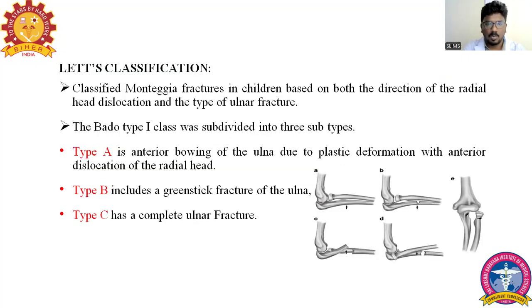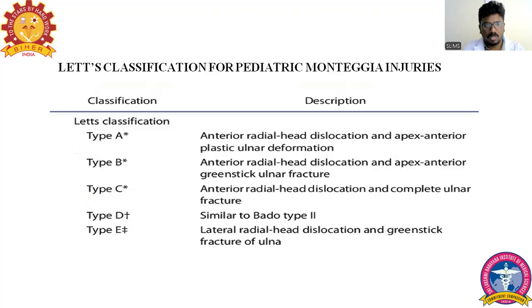Letts classification is also one of the most common, not so common, but used in pediatric classifications. Here there is the Bado type 1. This is interrelated with Bado classification. Letts classification type 1 consists of Bado type 1 along with subdivisions. A is the anterior bowing of ulna due to plastic deformation with anterior dislocation of radial head. As you can see, in pediatric age groups, plastic deformation is very commonly seen. In type B, it includes a greenstick fracture of the ulna, whereas in type C, there is a complete ulnar fracture similar to adult fractures.